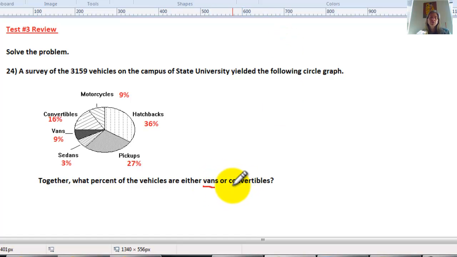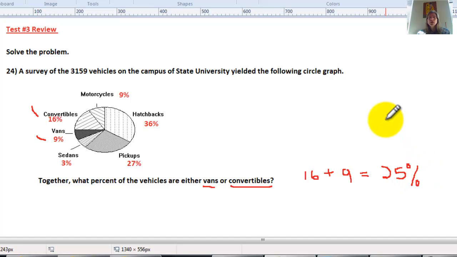So we're looking at two different pieces of the pie. Vans and convertibles, which are one is here, convertibles, the other is here. So what they're saying is if there's 16% convertibles, then 16% of the vehicles are convertibles. 9% of the vehicles are vans. But either means you would simply add those percentages together, so that's 25%. So 25% of the cars could possibly be vans or convertibles.